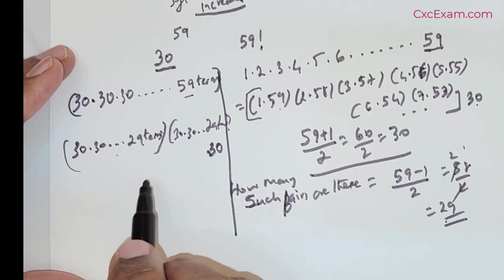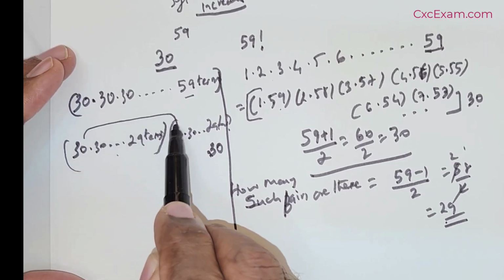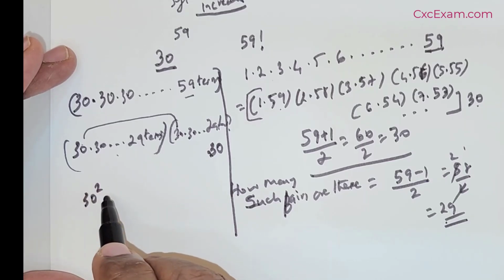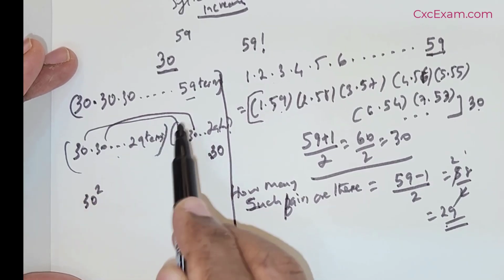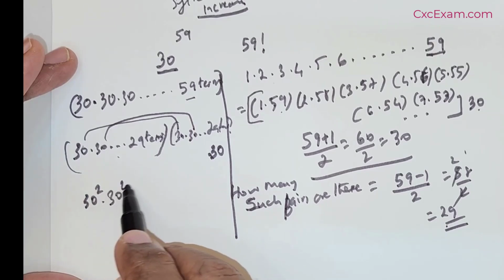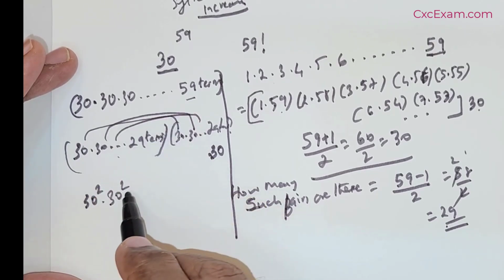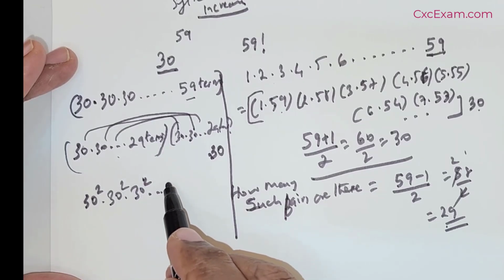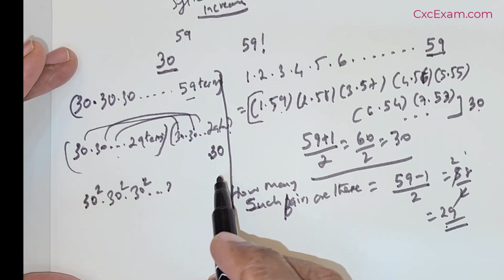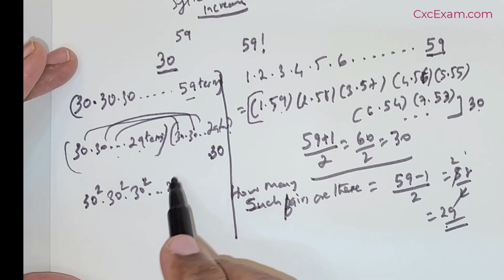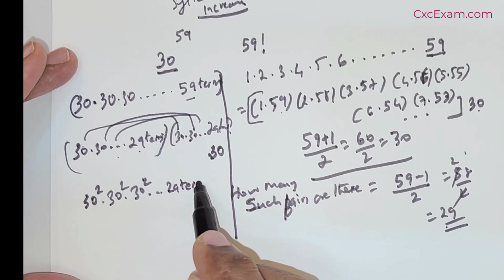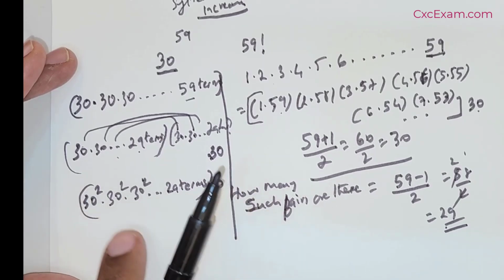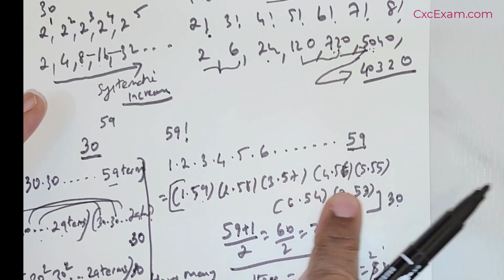Now what we have to do is join these together. So 30 with 30 is going to be 30 squared. 30 with 30, that's going to be 30 squared. 30 with 30, that's going to be 30 squared. So this stretches all the way up to how many terms? 29 terms, right? And there is one 30 that is lying out. Okay, so this is for the left side and this is for the right hand side.